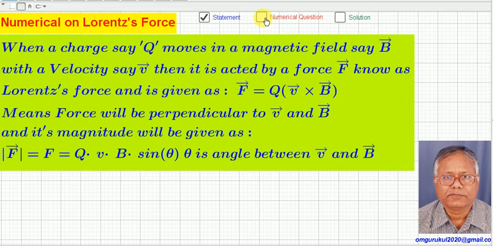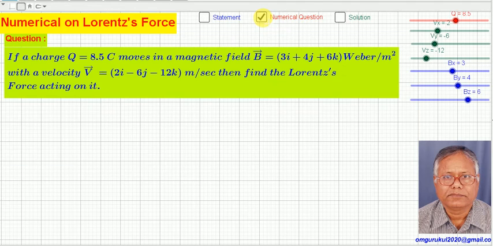Numerical question. Let us generate a question first. Q is, say, 8.5 coulomb. The x component of velocity is 2, the y component of velocity is minus 6, and the z component is minus 12. Means vector v is 2i minus 6j minus 12k meter per second. If you want, you can change it as well.